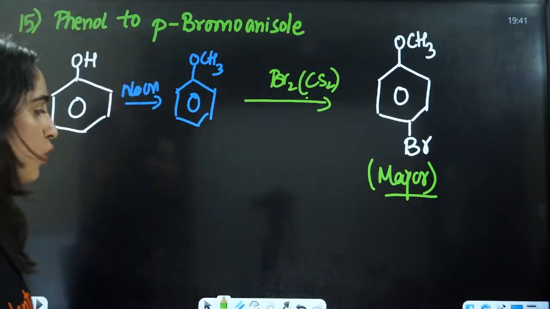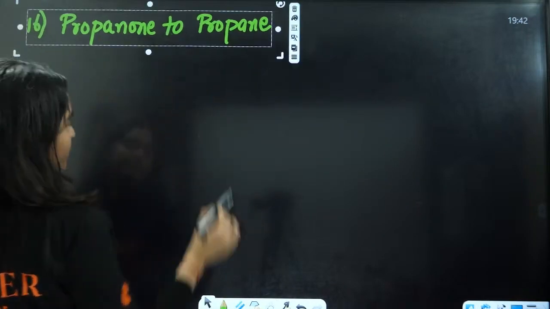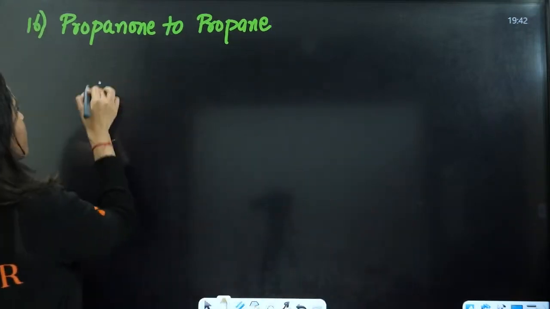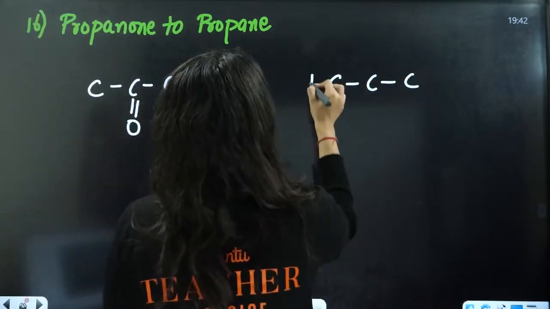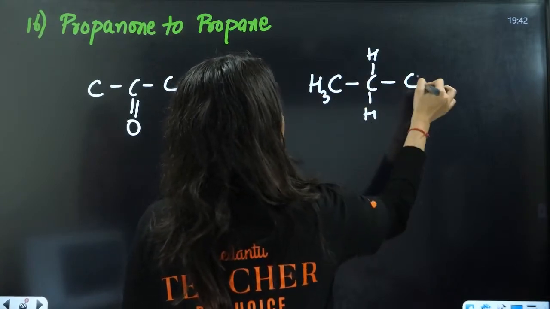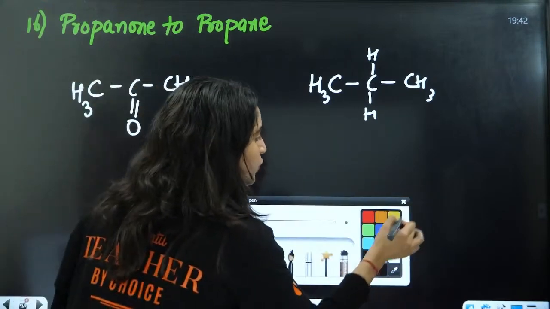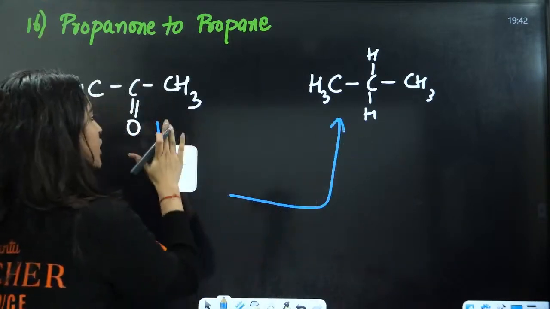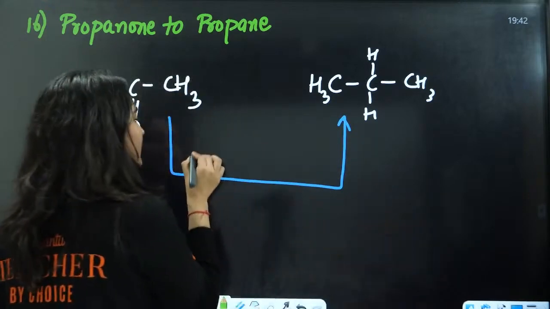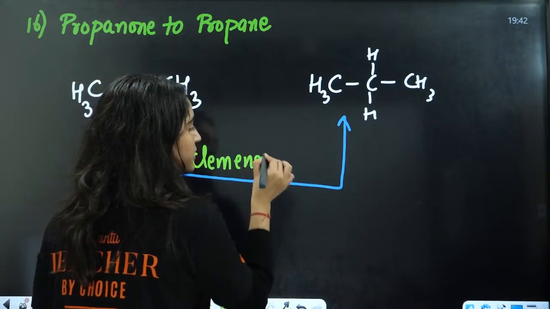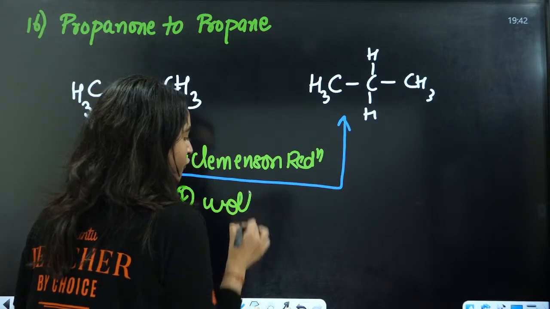Okay, cool. Now, the next reaction is propanal to propane. You have propanal, that is 1, 2, 3, double bond O, to propane. This is 1, 2, 3. CH3, CH here, this is CH3. Very easy reaction, a very, very important named reaction. You can do this with two methods here. The first can be Clemmensen reduction. The second can be Wolff-Kishner reduction.